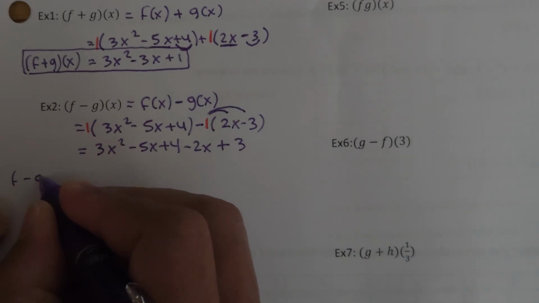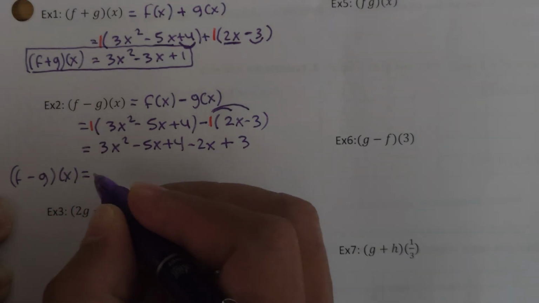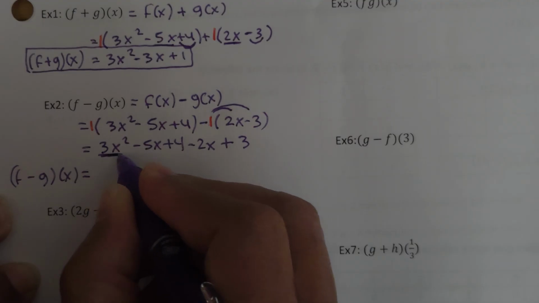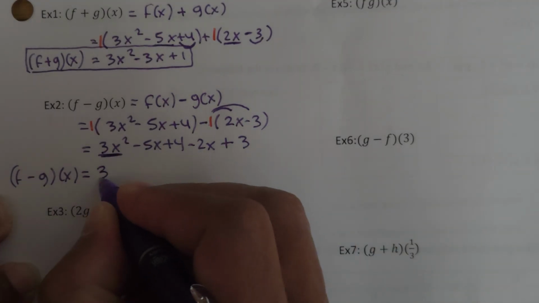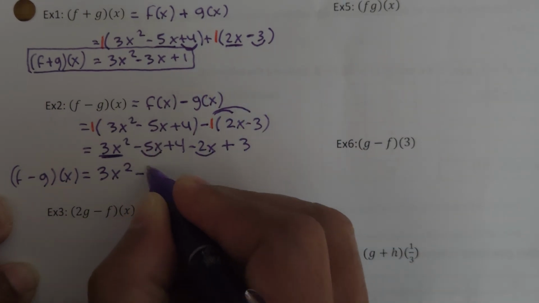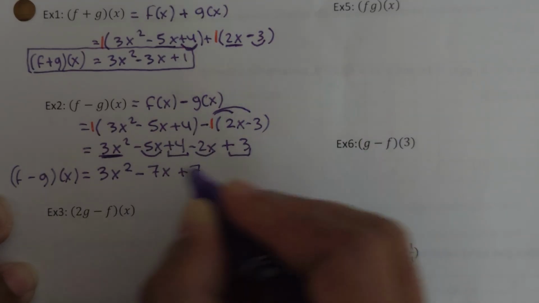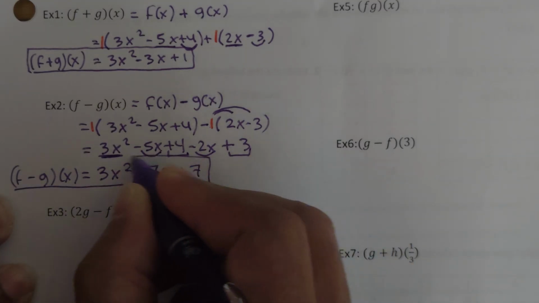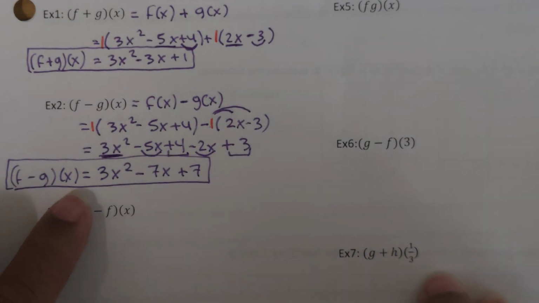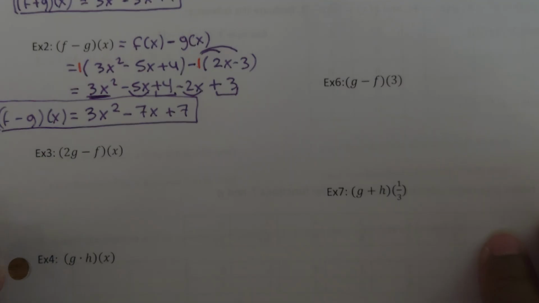So then f minus g of x, which means we're subtracting the function g from the function f, is equal to, I cannot combine this 3x squared with any other term, so I just bring that down as it is. Then negative 5x and negative 2x combine to negative 7x, and positive 4 and positive 3 combine to positive 7. So this is the resulting function of the difference of functions f and g, or when you subtract the function g from the function f, better said.